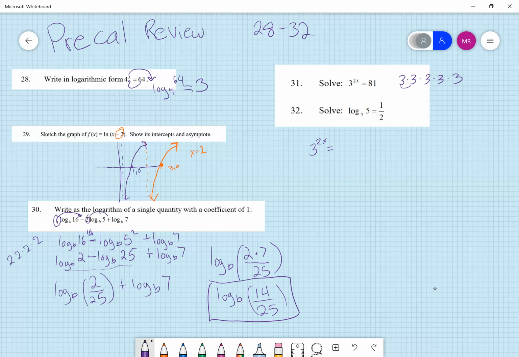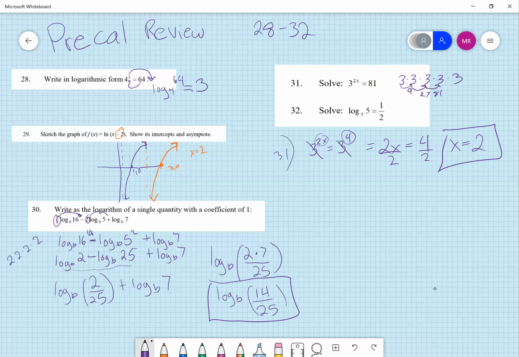We're going to go 3 times 3 is 9. 9 times 3 is 27. 27 times 3, that's 81. So 1, 2, 3, 4. 3 to the 4th is the same as 81. And because we have the same bases, we know that our exponents have to be equivalent. So we have 2x equals 4. Solving for x, we divide this by 2. We get that x equals 2. And that's our answer for 31.